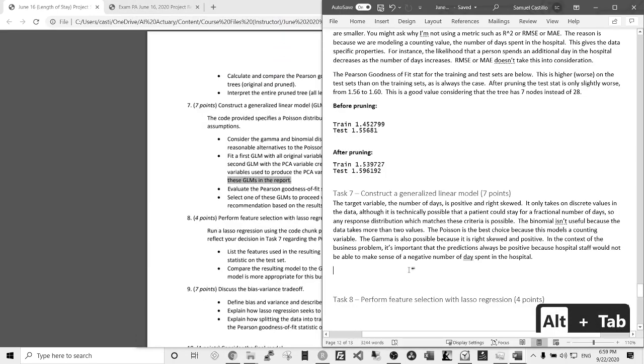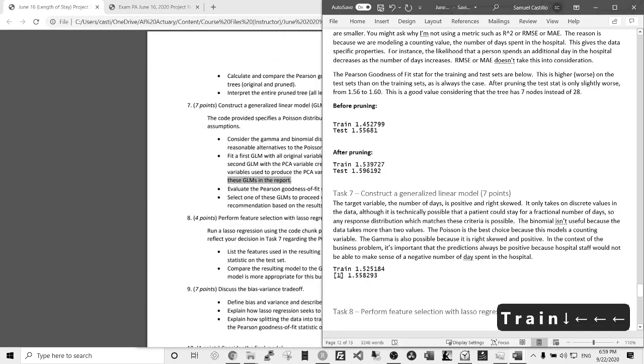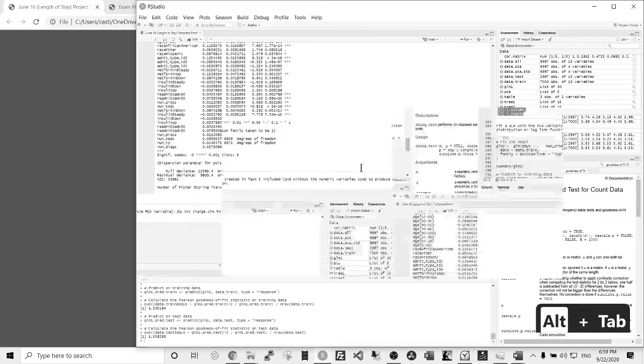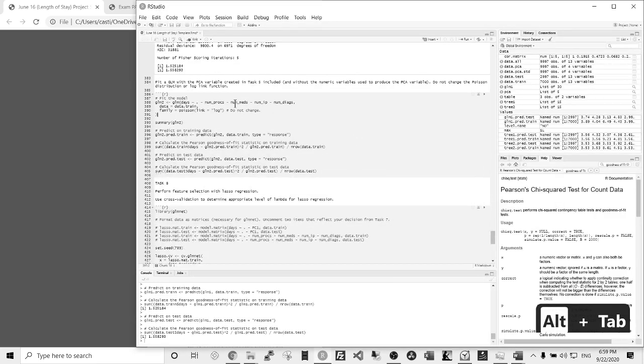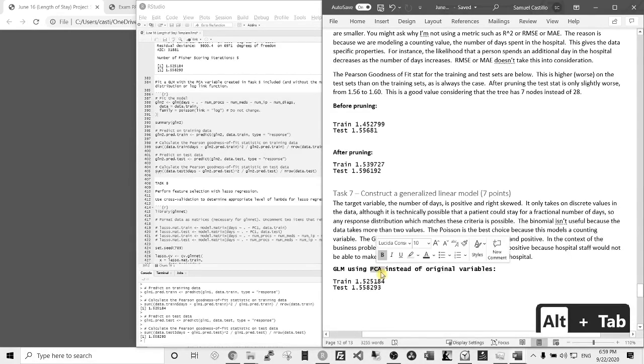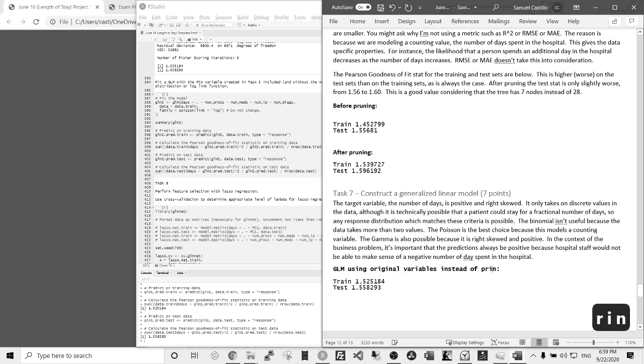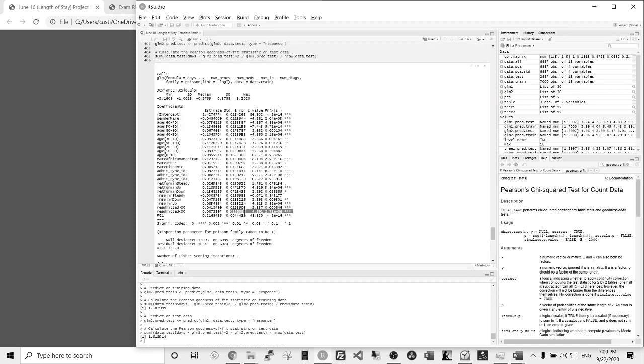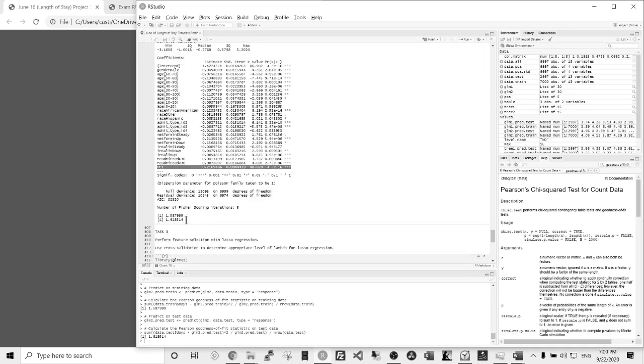So on the first part, we have train and we have test. And so this is GLM using PCA instead of original variables. And then I need the same stats. So this part will remove numprox, numip, etc. Let me rephrase that. This is using original variables instead of the principal component. And then this one is removing the original variables and using the principal component. See, there's the coefficient right there on the principal component. And there's the training and test.